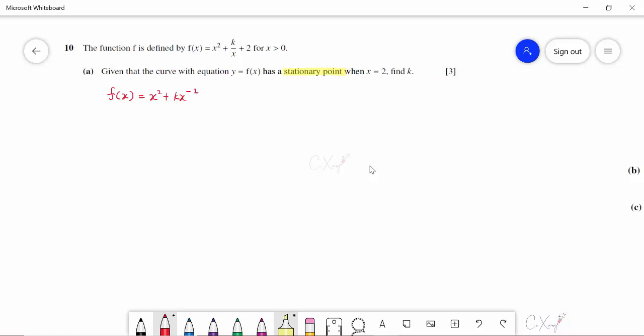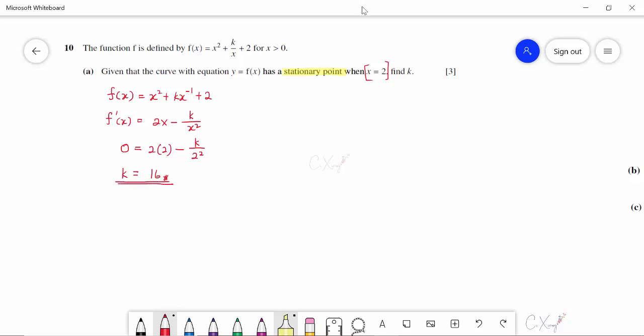If I want to differentiate it, I would prefer to make it x to the power negative 1, then plus 2. To find the first derivative, I have 2x minus k over x squared. Differentiating the plus 2, a constant, I get 0. When you want a stationary point, after you differentiate, you let it equal 0. From here, they give us extra information: when x equals 2, we have a stationary point. So you have to substitute the 2 into the equation f prime of x equals 0. From there, you can get the value of k. The value of k should be 16 if you didn't make any careless mistake.